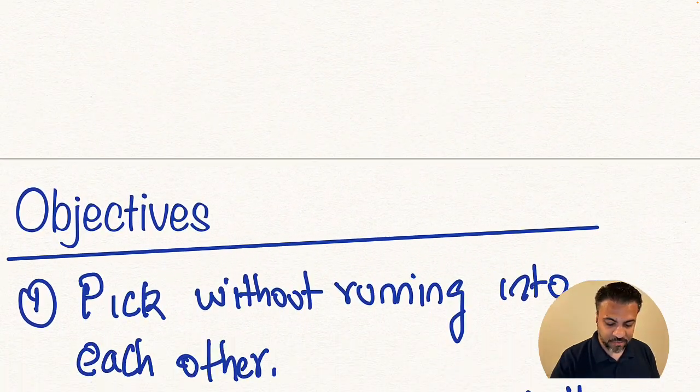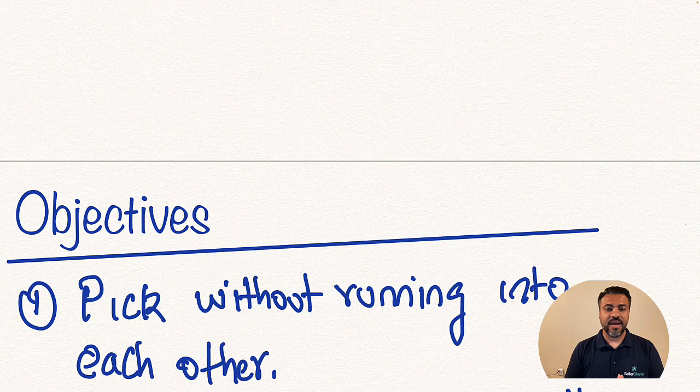Okay, the first one is that our shippers should be able to pick items without running into each other. Basically, you want to make sure that when you are divvying up the orders and you're saying, hey, shipper 1, these are the orders I want you to ship. Shipper 2, these are the orders I want you to ship. You are doing it in a way such that those orders are for separate warehouse locations so that they're not both running into each other by picking orders from the same location.